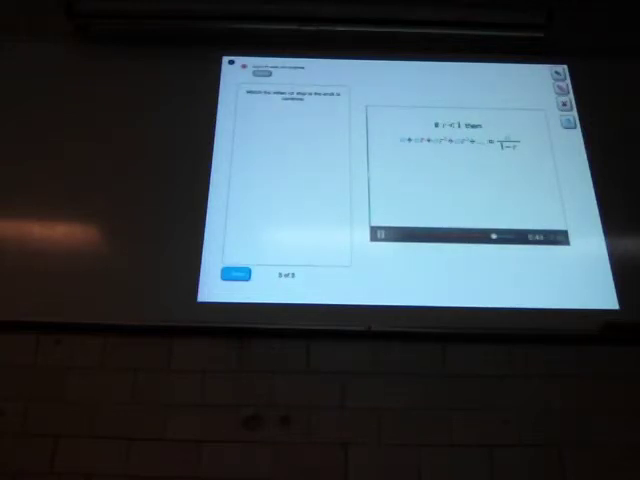Try out this last example. What's the sum of the infinite geometric series 3 plus 3 fifths plus 3 25ths plus 3 over 125, and so on?